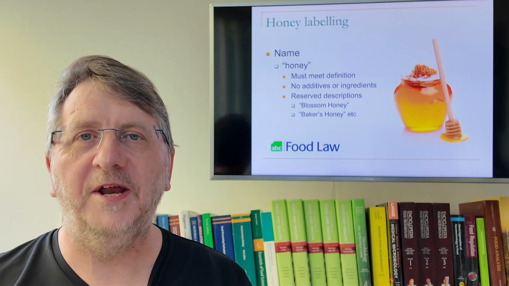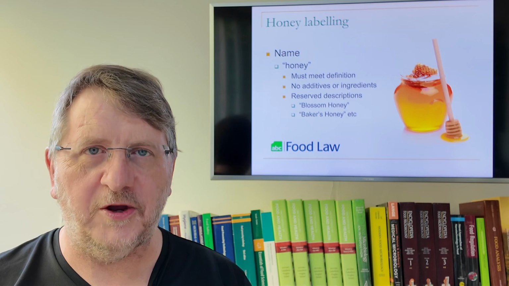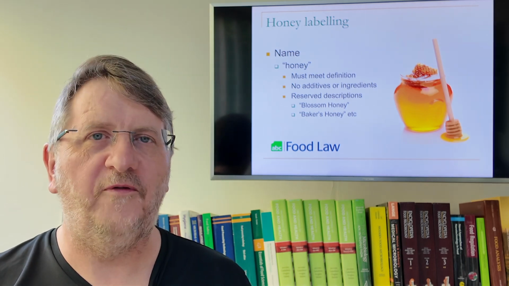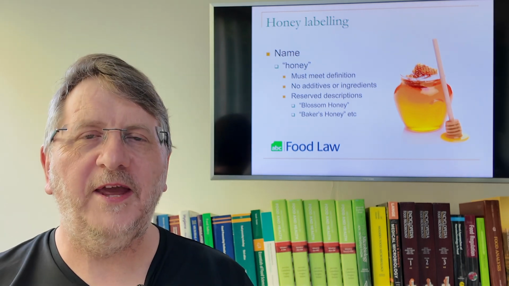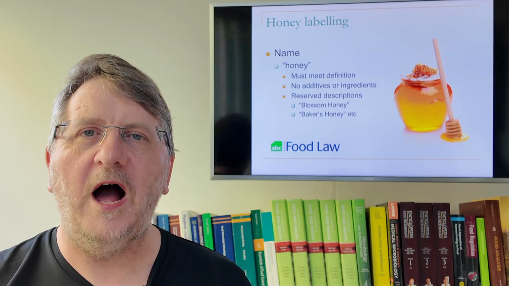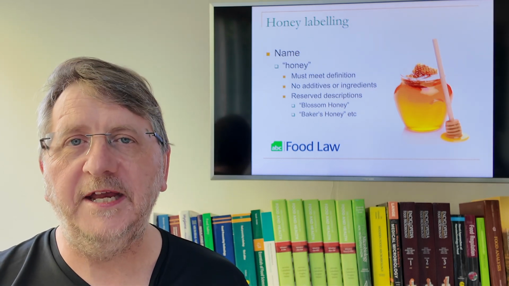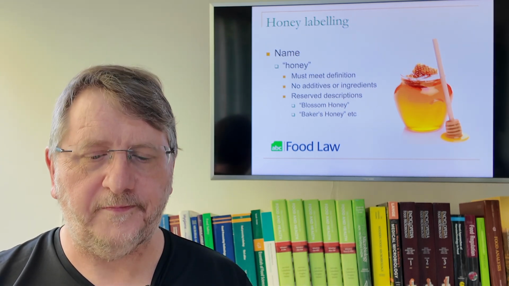You can also put in a geographical indication as long as it is accurate. So we could have Norfolk lavender honey. But the honey is clearly the reserved description. If the other bits are added, then they must be not misleading and accurate.